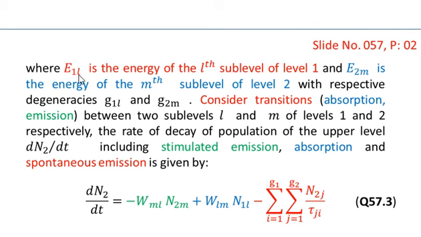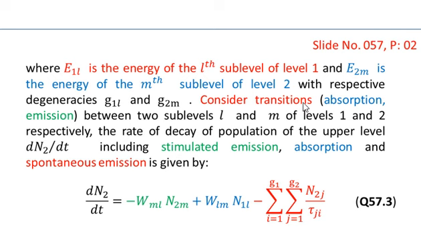Here E1L is the energy of the lth sublevel of level 1 and E2M is the energy of the mth sublevel of level 2, with respect to degeneracies G1L and G2M. Consider transitions, both absorption and emission. When we are talking about emission, we have two types: stimulated emission and spontaneous emission. But when we are talking about absorption, we may simply call it absorption or stimulated absorption.